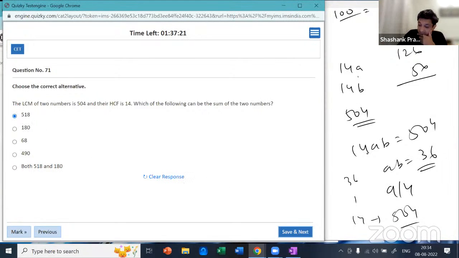Is 180 also there? What will happen with 180? 9 4 is done. 36. Again, I want co-prime. 12 3 is not possible. So I think it's 36 and 1 only. 9 4 may have made some mistake. 14 9s are 126. 14 4s are 56. 176. 182. So not 184 should.